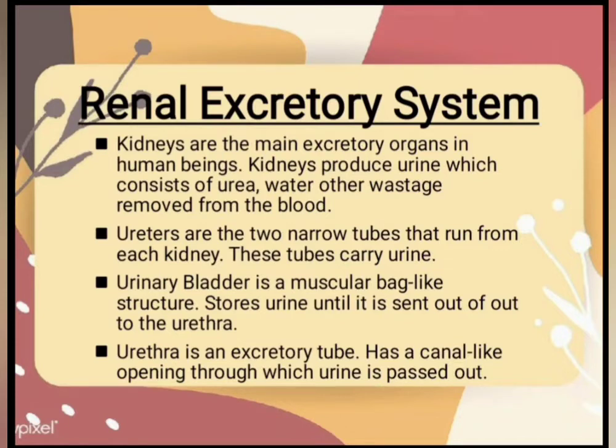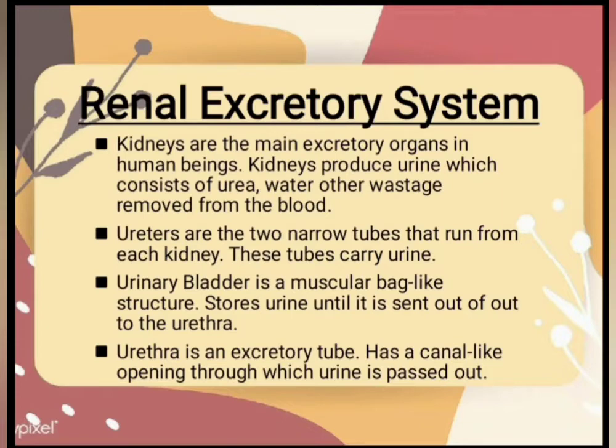A pair of reddish brown colored bean-shaped kidneys are enclosed in a transparent membrane and attached to the back of abdominal cavity just above the waist. So if you put your hands on your hips, your kidneys are just about where your thumbs are. The kidneys produce urine, which consists of urea, water, and other waste products removed from the blood.